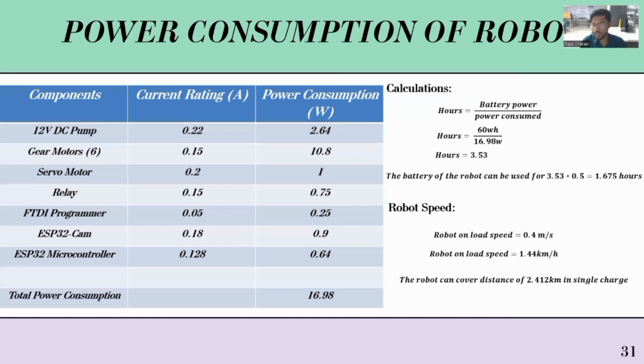For that calculation, we also discussed that the speed of the robot on load is 0.4 meter per second. And here we find that the battery can be used for 1.675 hours. From that, we can say that the robot's on-load speed will be 1.44 kilometer per hour. It means the robot can cover a distance of 2.412 kilometer in a single charge. So this is the distance calculation of our robot, which can cover a distance of 2.412 kilometer in the field area.